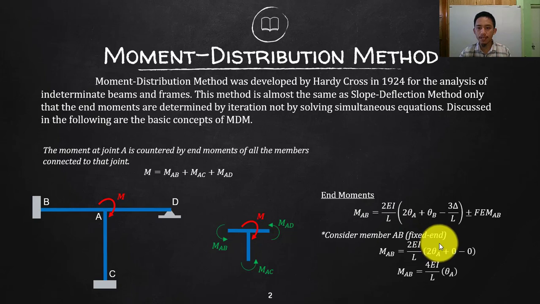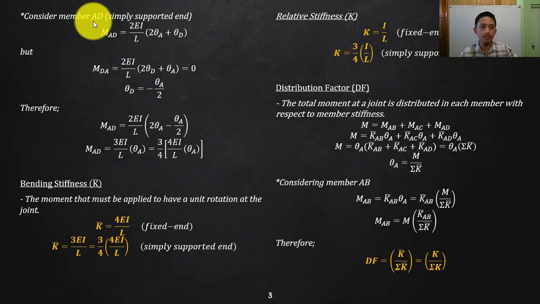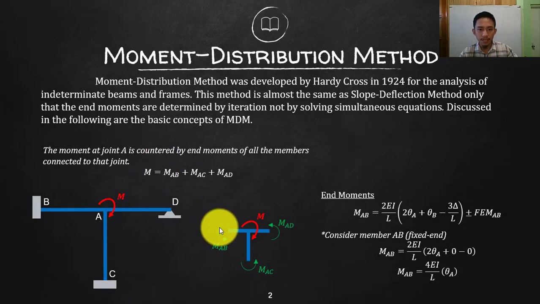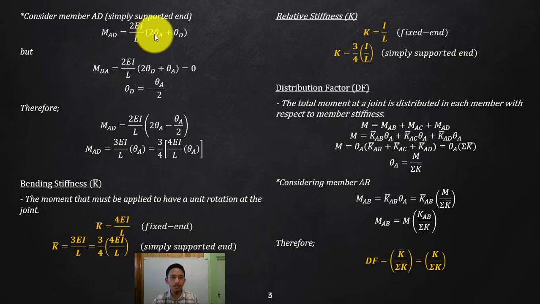So again, for a fixed end, the moment that will be carried is 4EI over L theta A, where theta A is simply the rotation at the joint that we are considering. If we consider the simply supported one, from your slope-deflection equation, it is 2EI over L times 2 theta A plus theta D. However, the joint is free to rotate, and at the same time theta D, since that is not fixed, is also free to rotate. So we have theta A, theta D, and let's forget about the deflection first. Simplifying this, this will be our MAD.